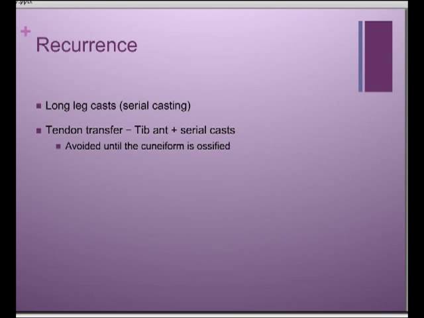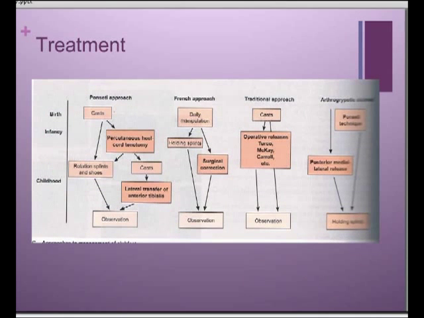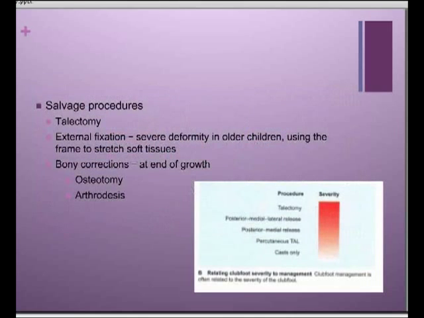Surgical correction includes soft tissue and bone. So these are the structures that were from the other earlier slide. There's a range of different structures that can be addressed in surgical... And lastly, there's a fused... Bony corrections such as osteotomy and arthrodesis.